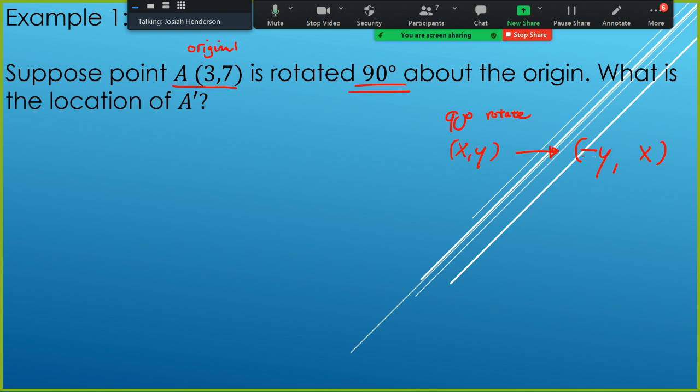So now we can just use this pattern for the point they gave us in the problem. So A is at 3, 7. So how are we going to change those numbers for our rotation? Well, they're going to swap places. And the original Y becomes negated. So positive 7 becomes negative 7.